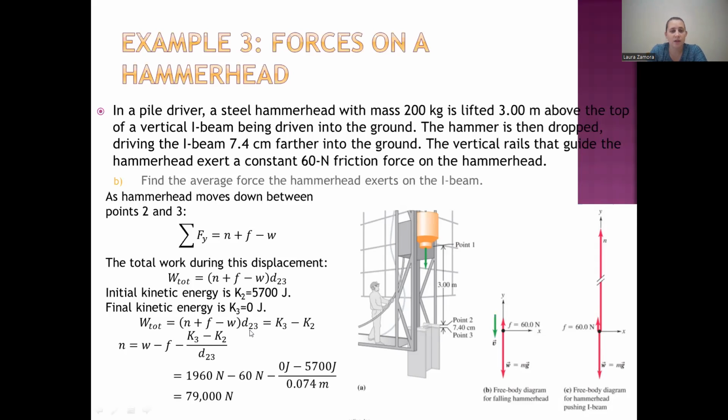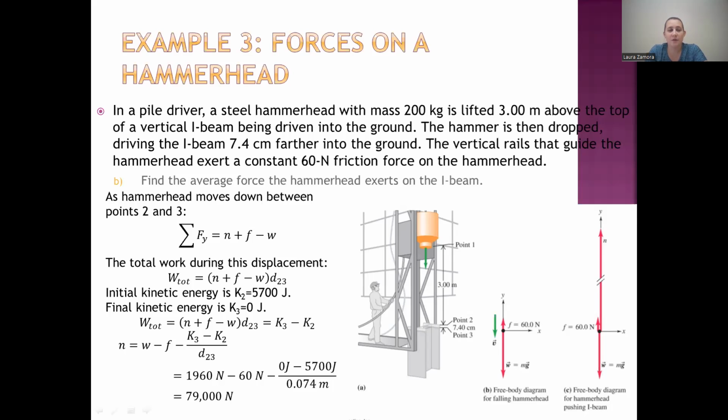What we do is we divide both sides of the equation by d23. Remember, that's the displacement from point 2 to point 3. So we divide both sides by that d23. And then we subtract the friction force and we add the weight on both sides. So we end up with the normal force being equal to the weight minus friction minus K3 minus K2 over the displacement. So that's the change in kinetic energy over the displacement.